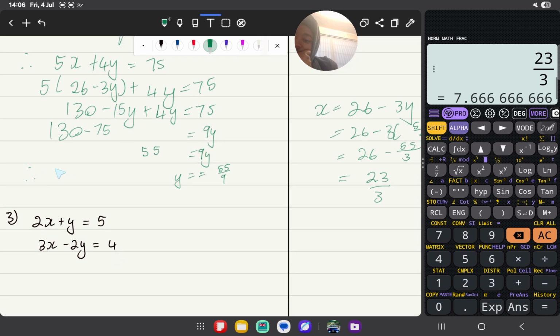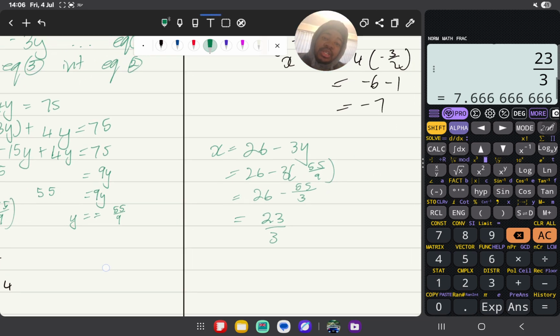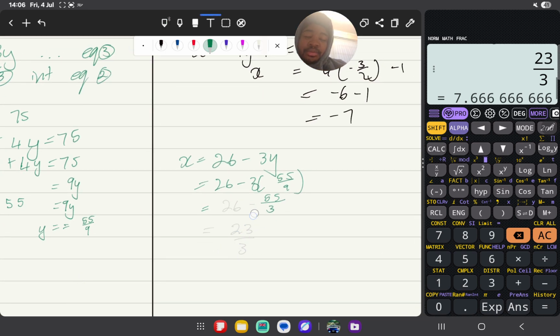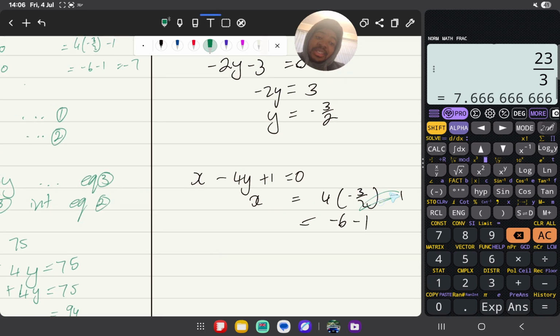My values, these are my coordinates. I'm gonna go that side, solve the same problem using a different method, that is the elimination method, and try to see if we get the same values.